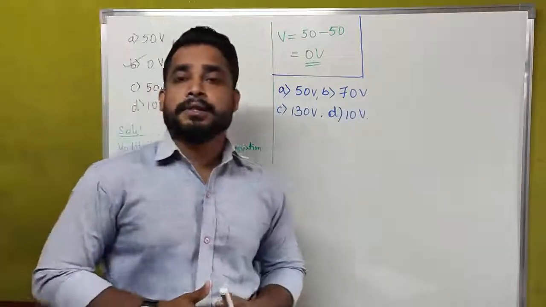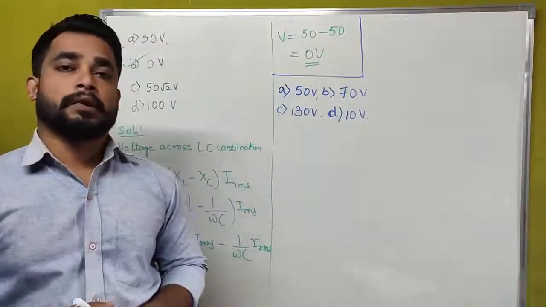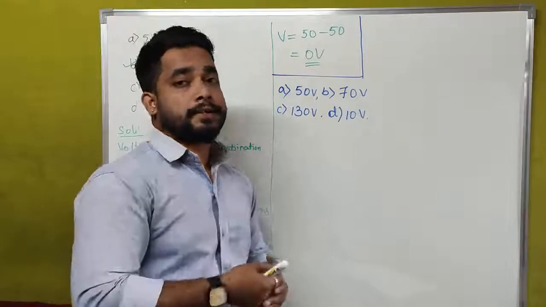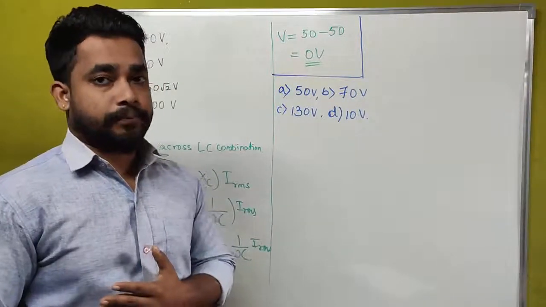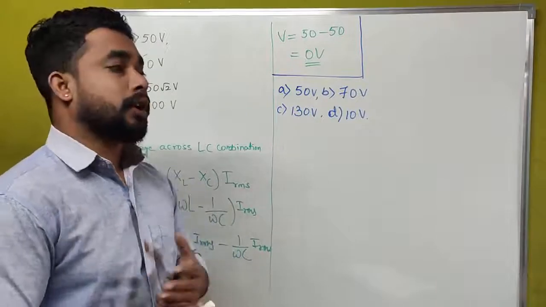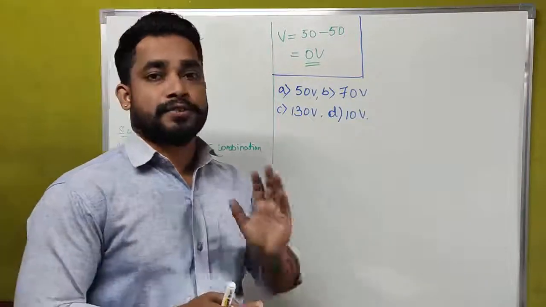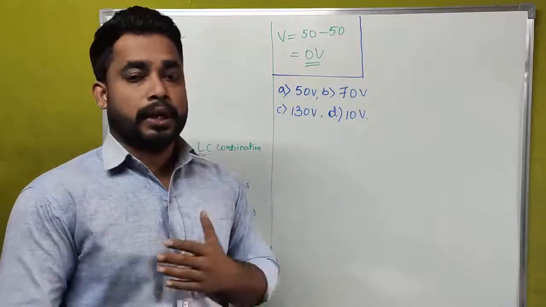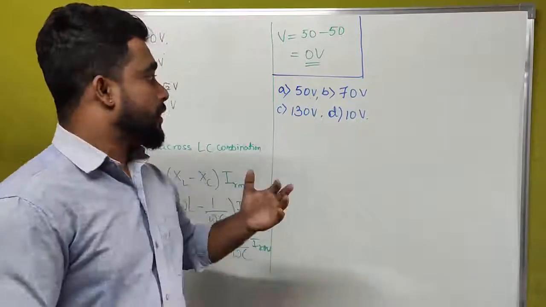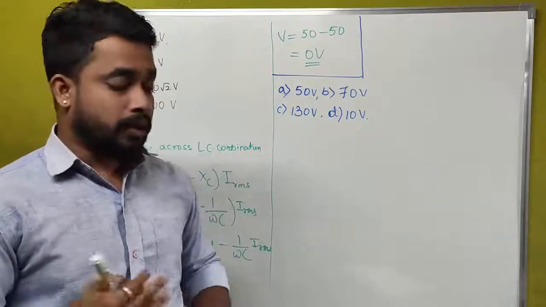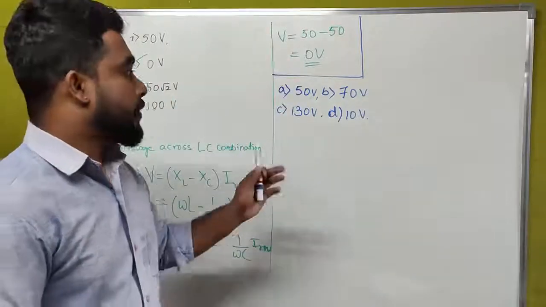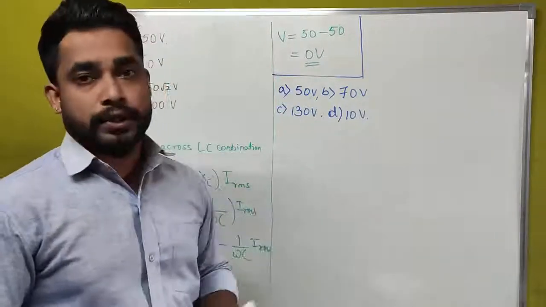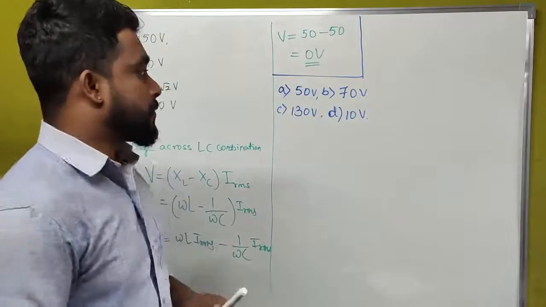In case of a series LCR circuit, voltage leads current by a phase shift of 90 degrees. In a series LCR circuit, the value of inductive reactance is small compared to the capacitive reactance. The value of inductive reactance is more. That's why we have to consider the expression for voltage. What is the expression for voltage?